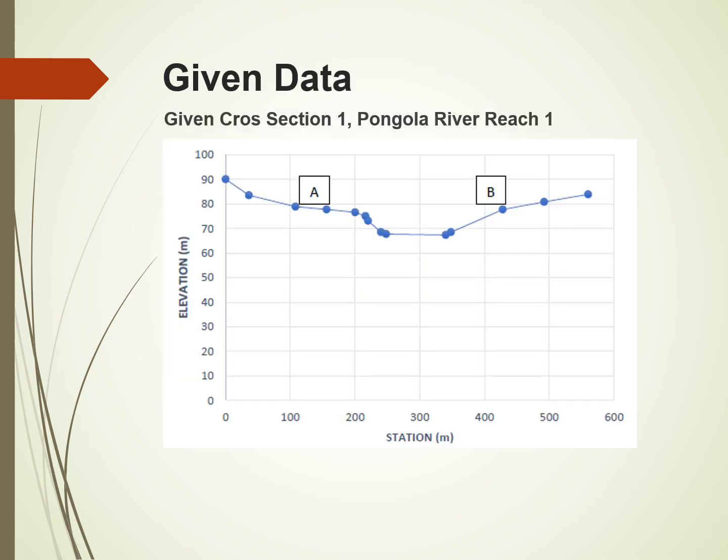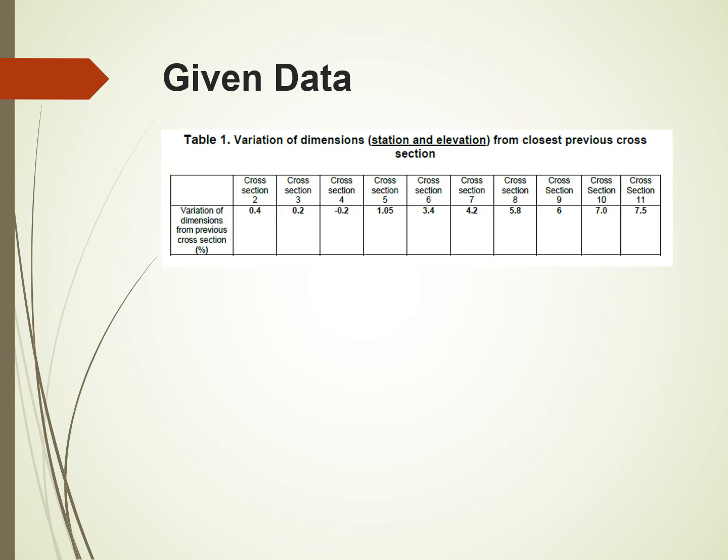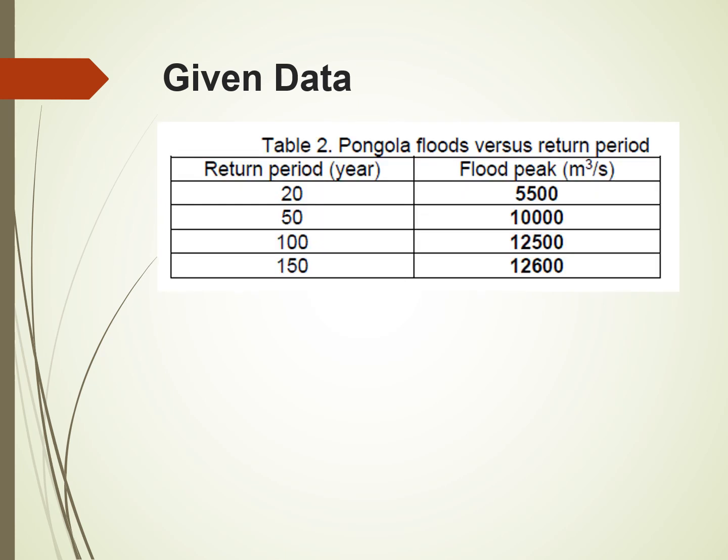The given data which we received was a cross-section through the river reach number 1. Table 1 has the variation of dimensions from river reach 1's cross-section, which will be applied later on. Table 2 has the return period versus the flood peak in cubic meters per second.